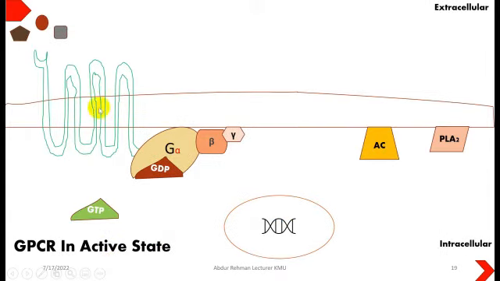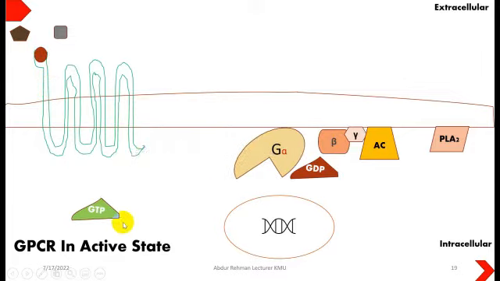As soon as a suitable ligand binds to this receptor, GDP will be replaced by GTP, that is guanosine triphosphate, which will result in activation of the G protein. This G protein along with other subunits will detach from the receptor and will transfer the message to adenylyl cyclase, which is also attached to the cell membrane. Adenylyl cyclase will convert ATP, that is adenosine triphosphate, to cAMP, that is cyclic AMP, which is a second messenger.